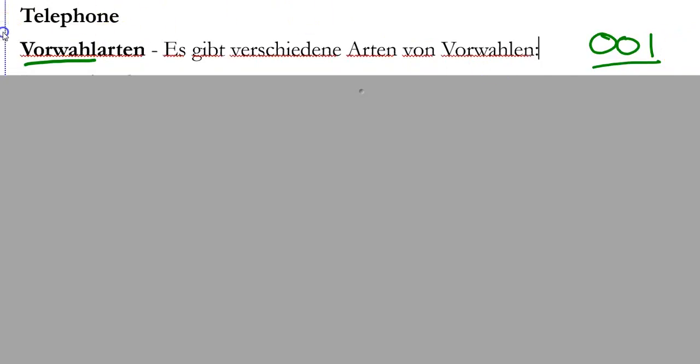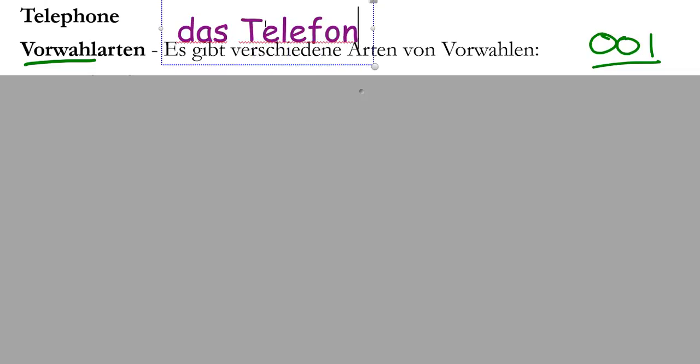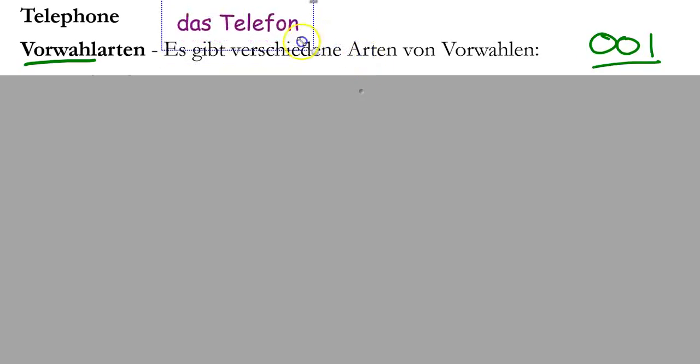Telefon. Telefon in German is das Telefon. It's going to be spelled differently. Das Telefon is telephone in German. So let's go ahead and learn a little bit about the telephone now that you know numbers.